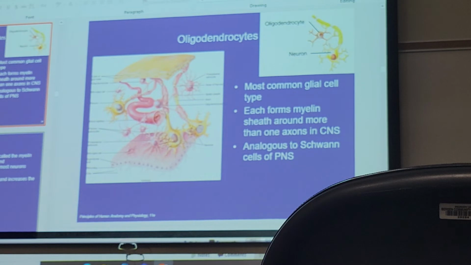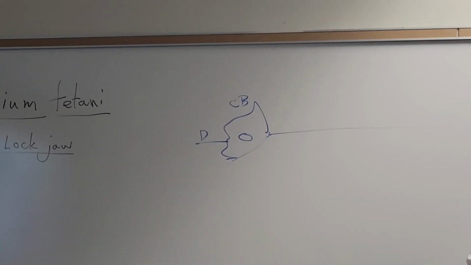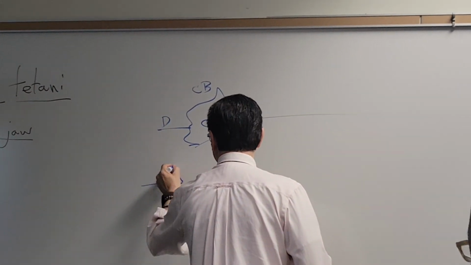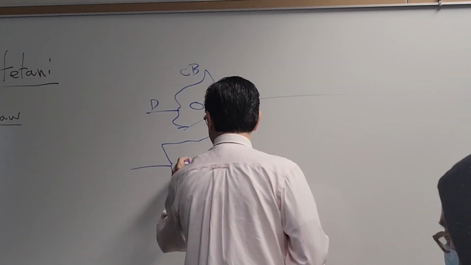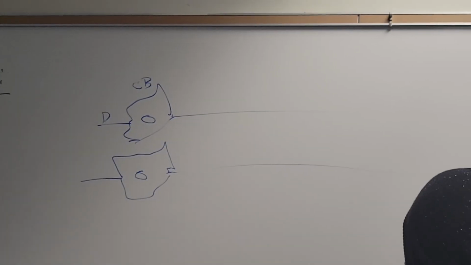Let's get a neuron. Dendrite, cell body, axon. See that nice axon? Okay, nice axon. Another cell body, very similar, right? About the same length. Okay, you guys see it?